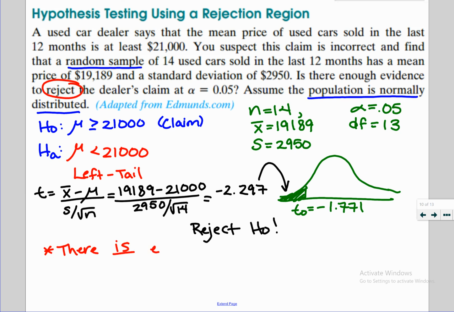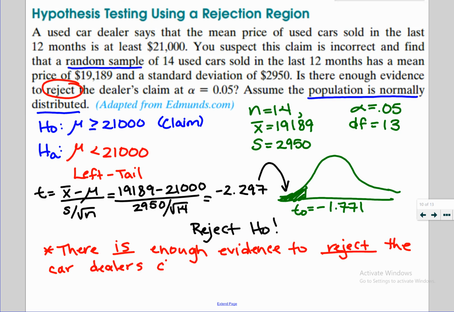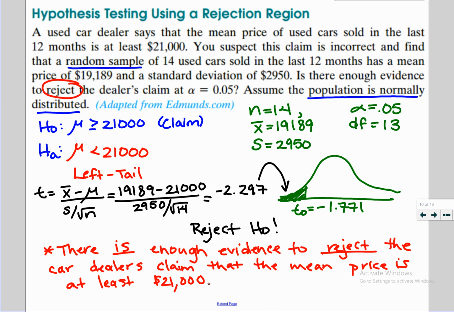Is enough evidence to reject or support. Reject, remember that's what we wanted to do from the start. The car dealer's claim that the mean price is at least $21,000. This is what I want you to do on the test when it says summarize in context.